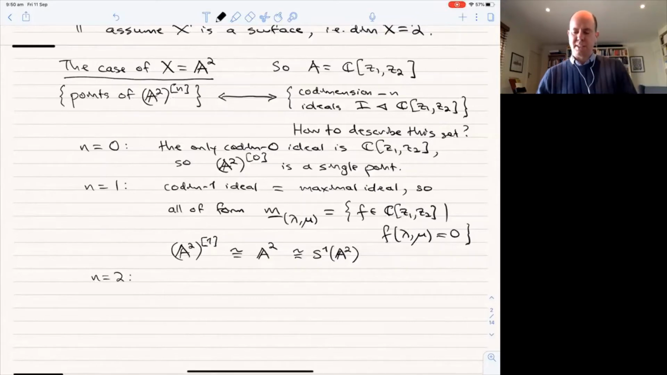The interest starts when we look at n equals 2. So we're thinking now about codimension-2 ideals inside the ring of polynomials in two variables. And we can use the facts we've seen before to help us think about this. In fact, for instance, the fact that there's a support, which is going to be either 2 points or a single point.